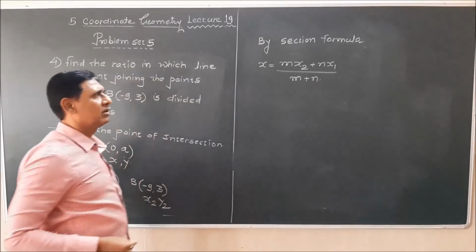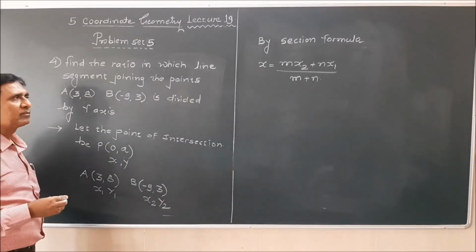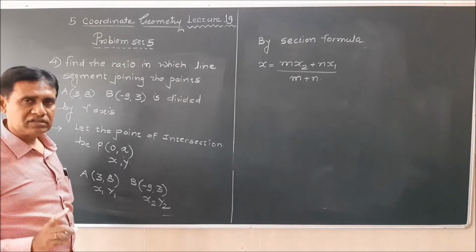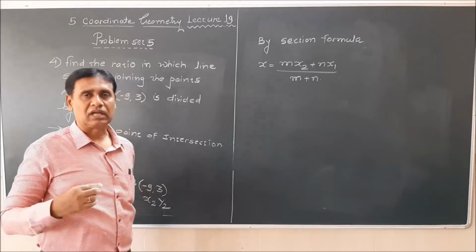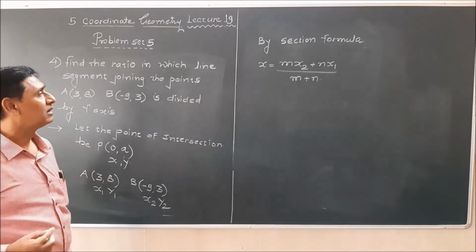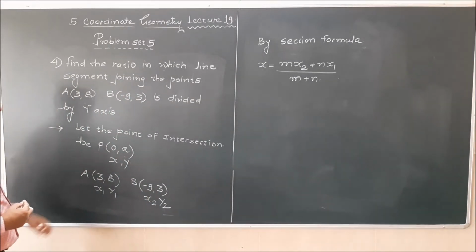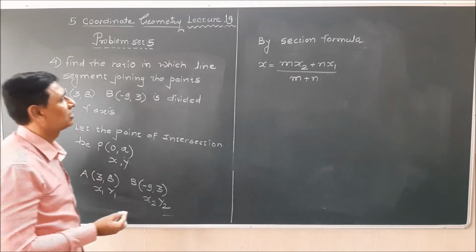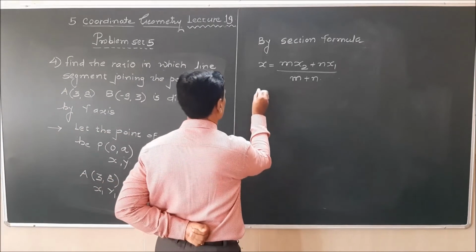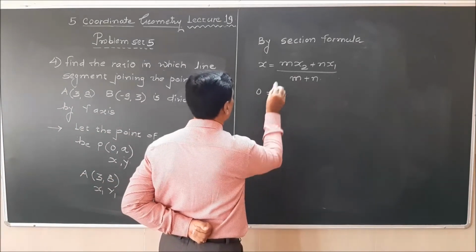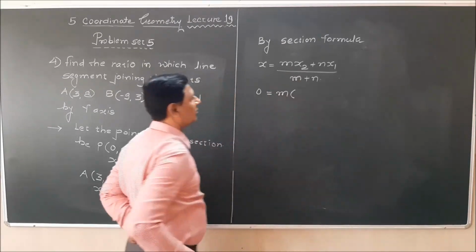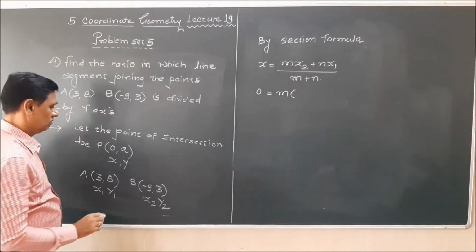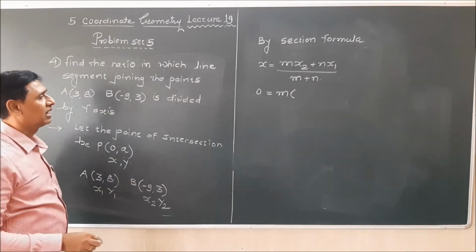X is equal to mx2 plus nx1 upon m plus n. Our question is to find out the value of the ratio, that means m upon n. So let's see here. Value of x is 0. So 0 is equal to mx2. So I'll write m as it is. But the value of x2 is minus 9.